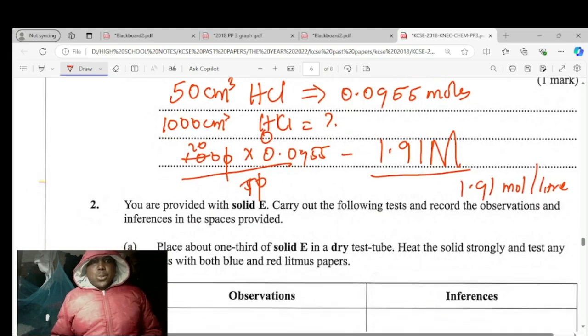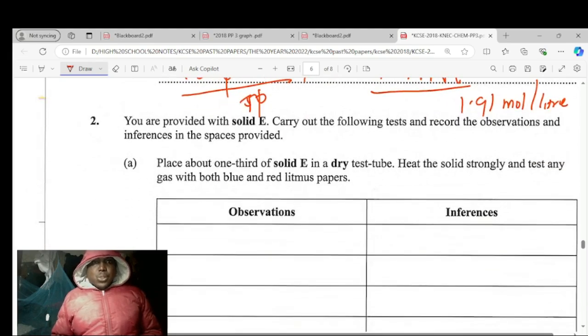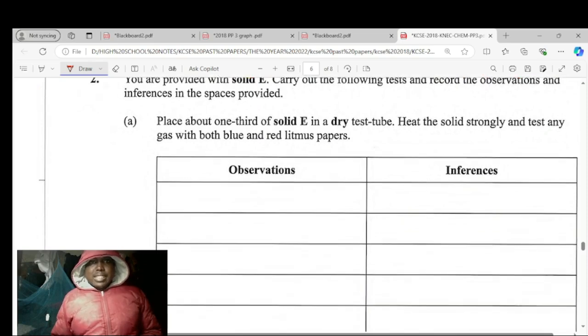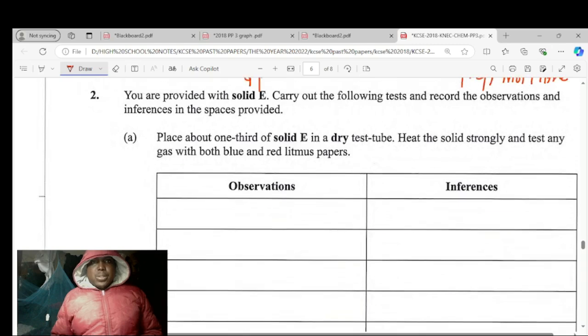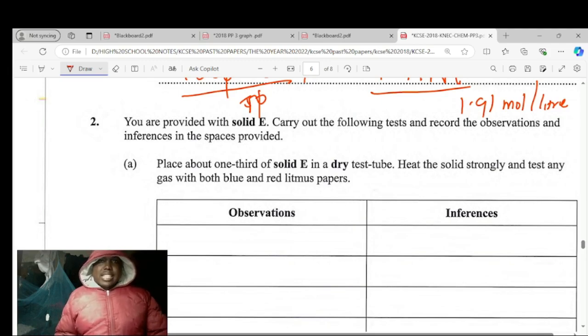Let me take you through qualitative analysis. You are provided with solid E. Carry out the following test and record the observation and the inferences in the spaces provided. Place about 1/3 of solid E in a dry test tube. Heat the solid strongly. Test any gas with both blue litmus and red litmus paper.